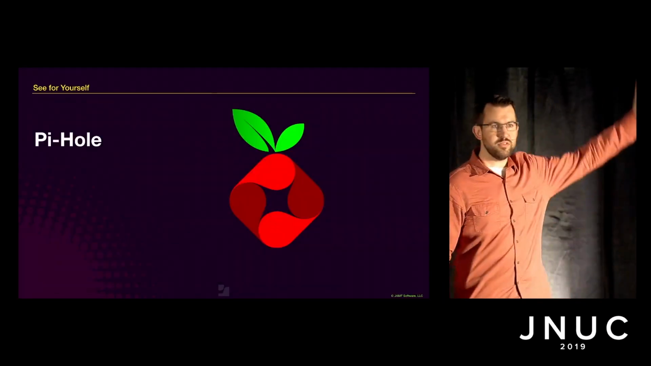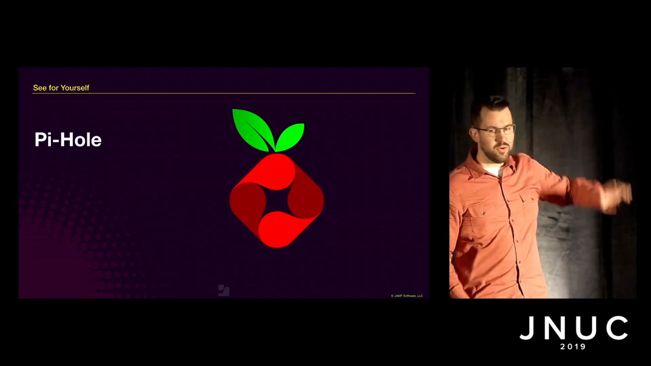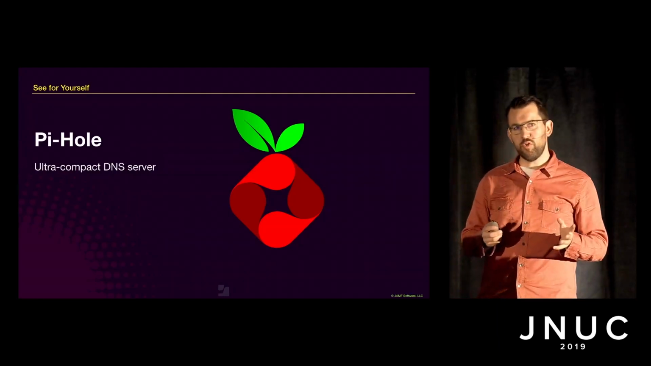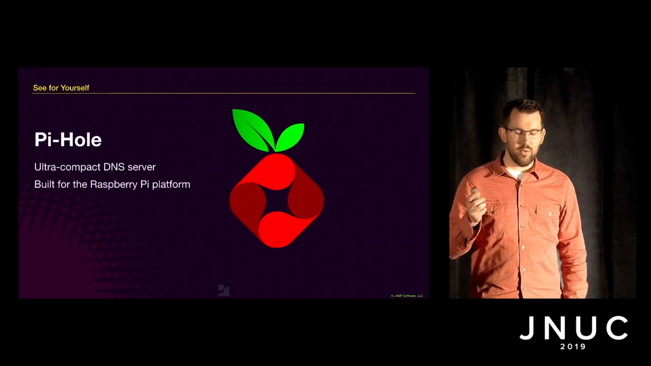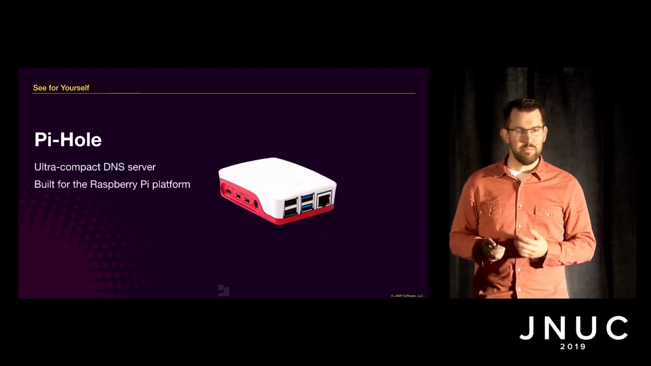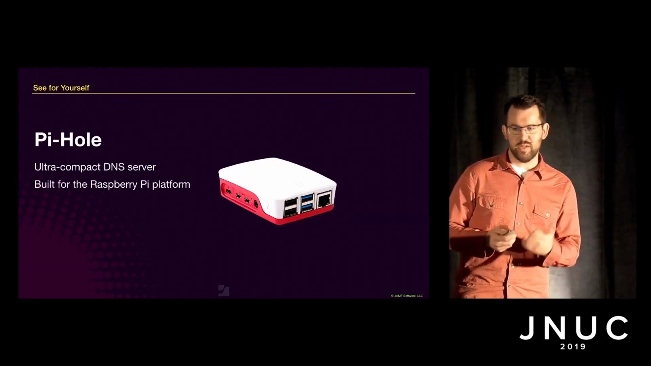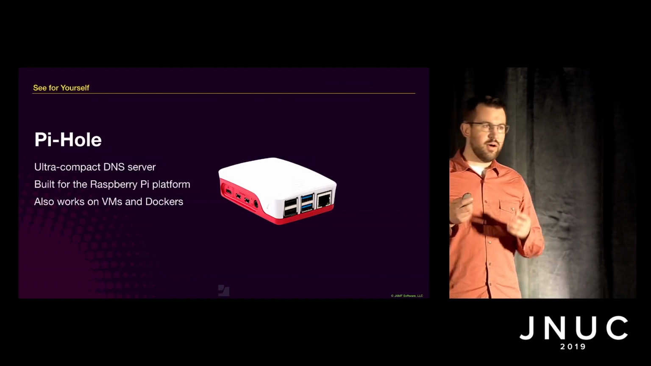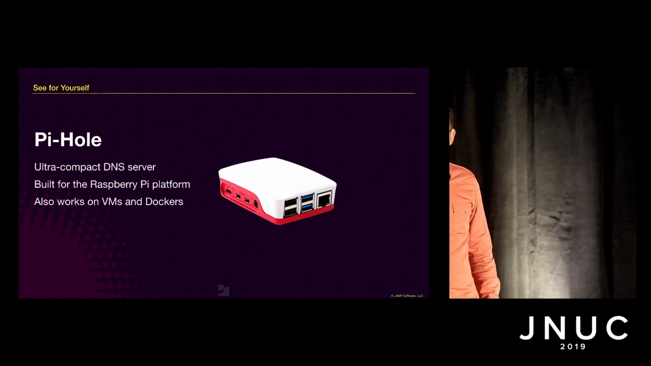Quick show of hands, who has used a Pi-hole or knows what it is? Oh, beautiful. All right, so for those who don't, the Pi-hole is a piece of software, but most people know it as a piece of hardware. It's an ultra-compact DNS server that was designed for the Raspberry Pi platform, so it's a tiny computer that fits in the palm of your hand, has USB, HDMI, Ethernet, and you can build Wi-Fi into them. You can also download the Pi-hole software and install it in a virtual machine or in a Docker container.